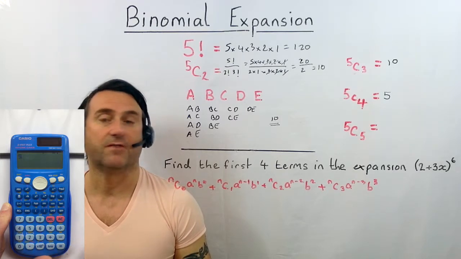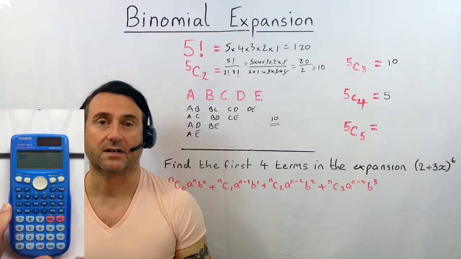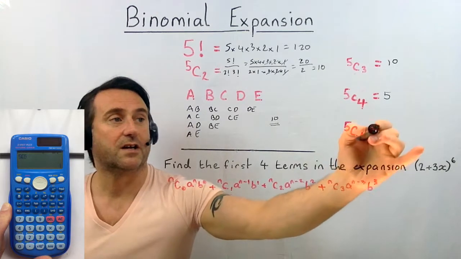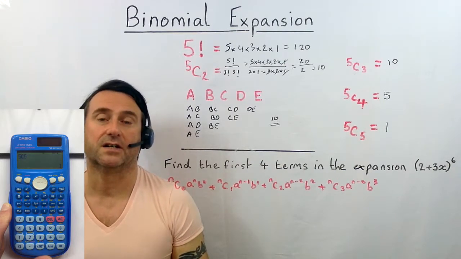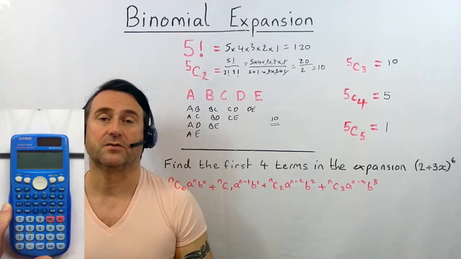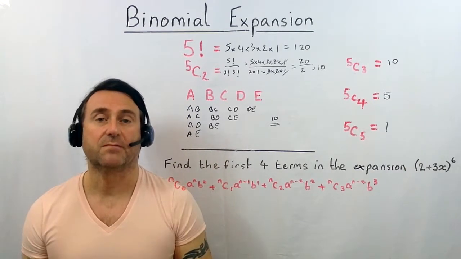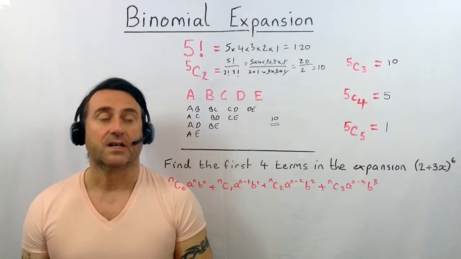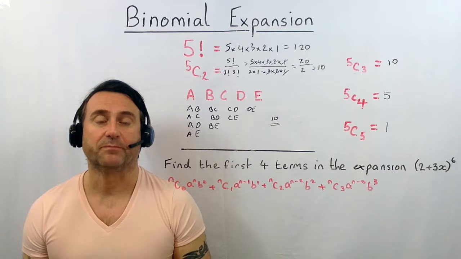If we then type in 5C5, we type in 5, then nCr, then 5, we get the answer 1, which is our last term in the sixth line of Pascal's triangle. So what this nCr is doing is actually giving us our terms in Pascal's triangle. Now, from that, we can develop a formula.